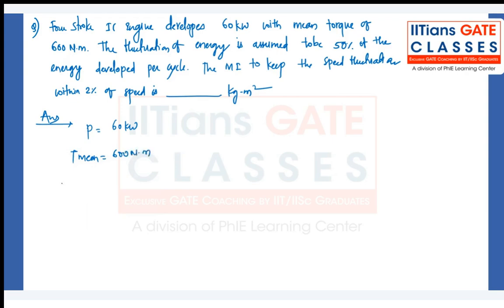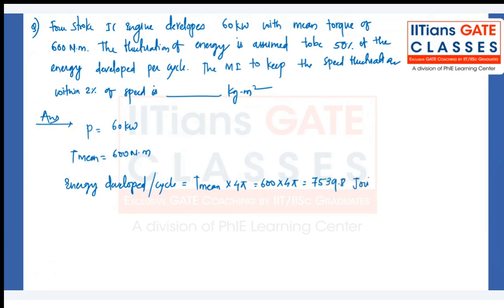Energy developed per cycle is equal to T mean into 4 pi, which is 600 into 4 pi. That is 7539.8 joule. Okay, delta E is 50%.